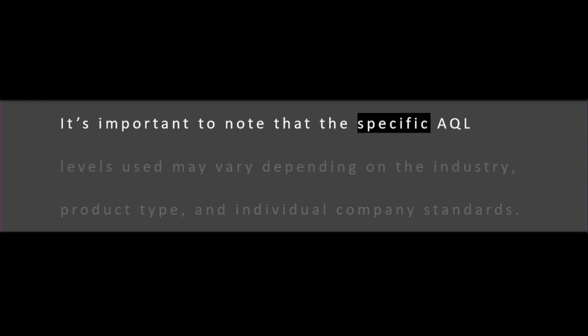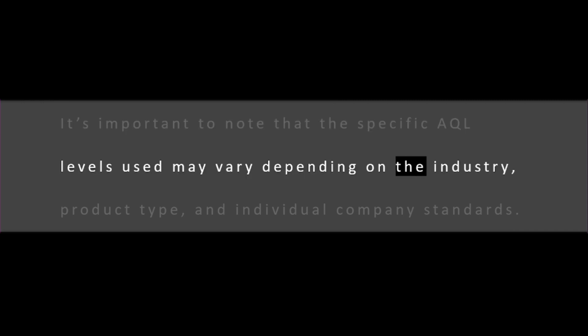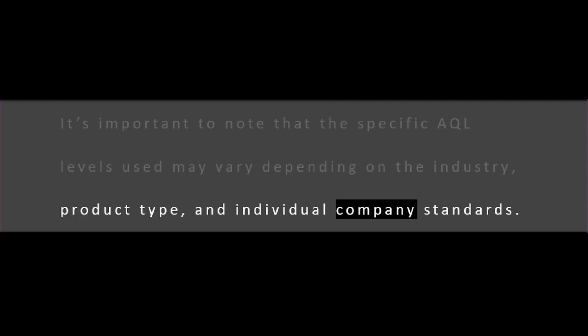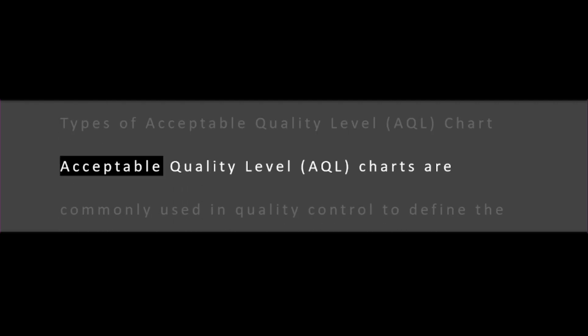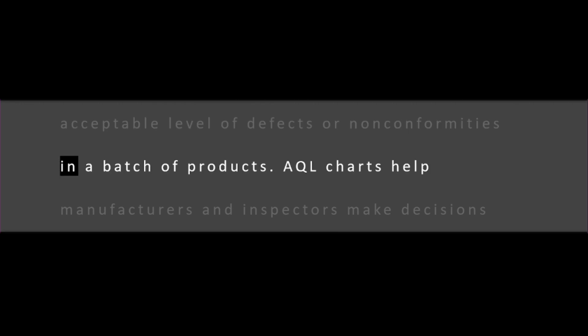It's important to note that the specific AQL levels used may vary depending on the industry, product type, and individual company standards. Always refer to the relevant quality control documentation and standards applicable to your specific situation. Types of Acceptable Quality Level, AQL, chart. Acceptable Quality Level, AQL, charts are commonly used in quality control to define the acceptable level of defects or nonconformities in a batch of products.